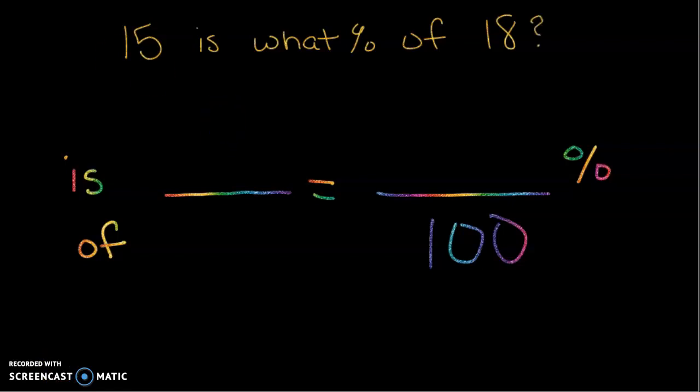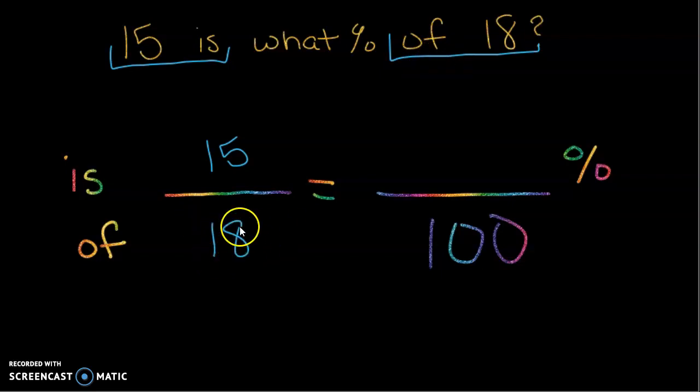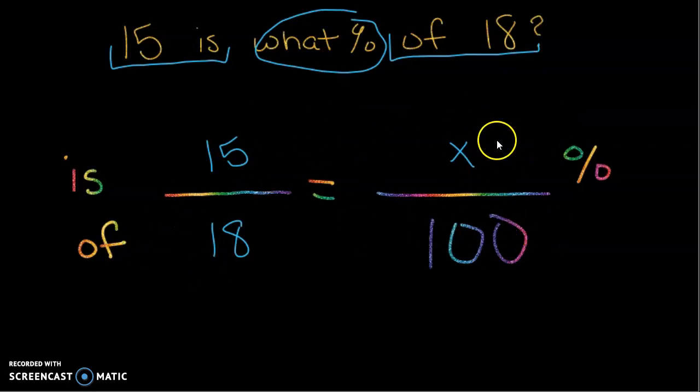In this example, we actually have some different information. It says 15 is. Because 15 is right next to my "is," it goes in the is section. So we have 15. Of 18: 18 is right next to my word "of," so it goes in the of section. And then what percent? This is what's missing, so I'm going to put my variable here, because this is what I'm trying to find. Plugging it into the formula is like 60% of the work, so practicing plugging this in is your first step.